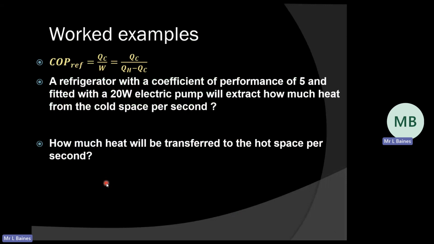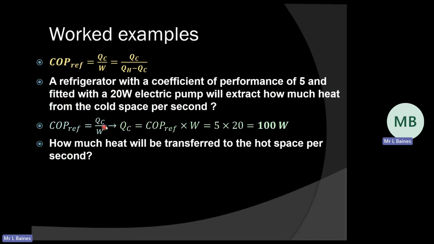All right. Let's have a look at a worked example. A refrigerator with COP of 5, fitted with a 20-watt electric pump, will extract how much heat from the cold space per second? Well, I've got my formula: QC over the amount of work. So I can rearrange that formula. The amount of energy coming out of my cold space is my COP times the amount of work. Fairly simple, because this is telling me I take 5 times the amount of energy out of my cold sink as I do in the amount of work that I do. So I'm going to end up with 100 watts of power coming out every second. Remember, a watt is a joule per second, so 100 joules per second.